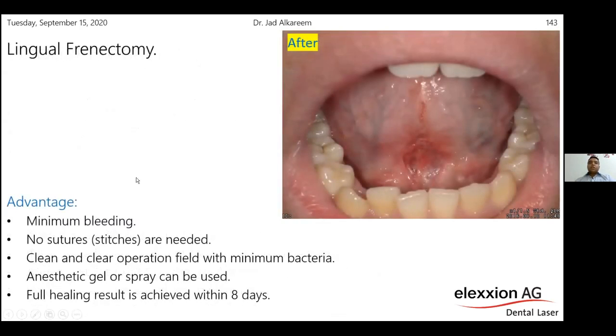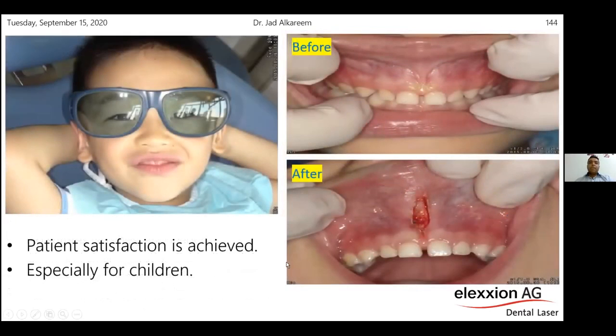Here is the picture after the treatment. So you can see there's minimum bleeding, almost no bleeding at all. No sutures. The operation field is clean, no bacteria. And the final healing result was achieved within 8 days. Finally, laser will be a very suitable option for children, as it doesn't cause any discomfort, and patient satisfaction can be achieved with the laser compared to the conventional methods.